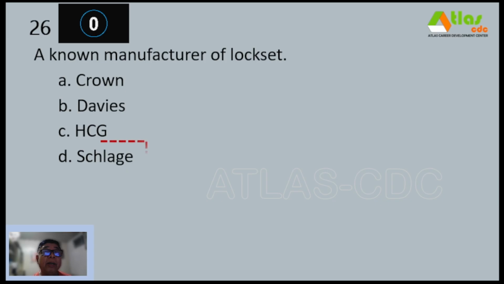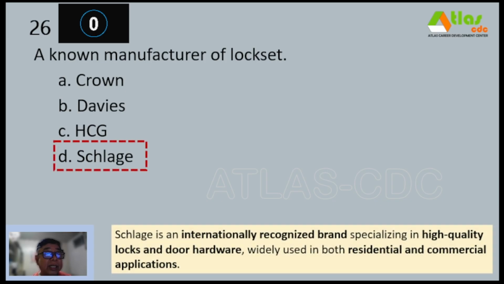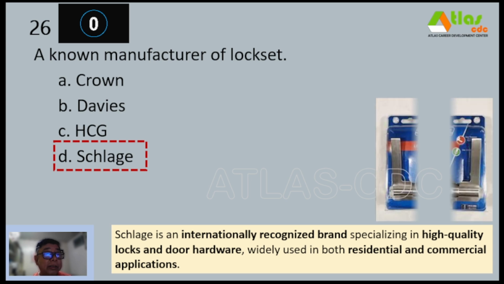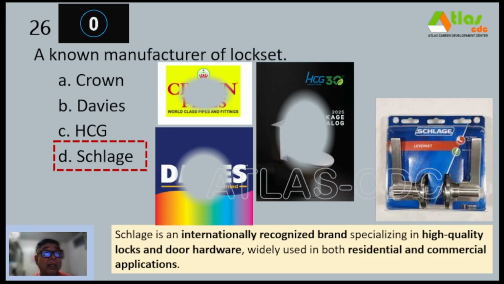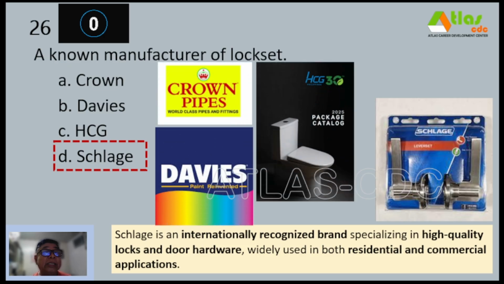And our correct answer is letter D, Sludge. So Sludge is an internationally recognized brand specializing in high-quality locks and door hardware, widely used in both residential and commercial applications. Crown Pipes supplies pipes and fittings, and Davis, of course, is for paints, and HCG is for toilet fixtures.